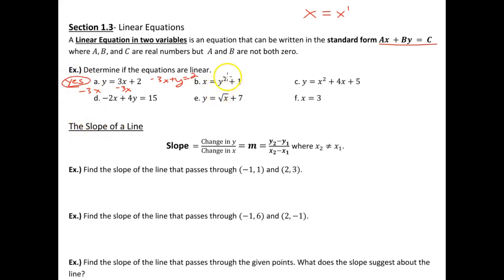B, well, as soon as I see this square here, this is no longer linear. So nope, that's not linear. C, I see an x squared. X and y can only be the first degree. So nope, this is not linear.